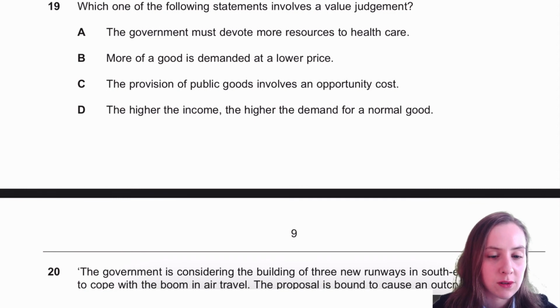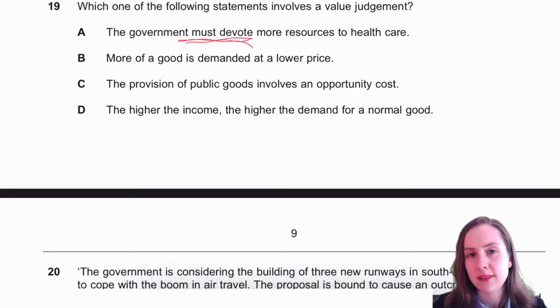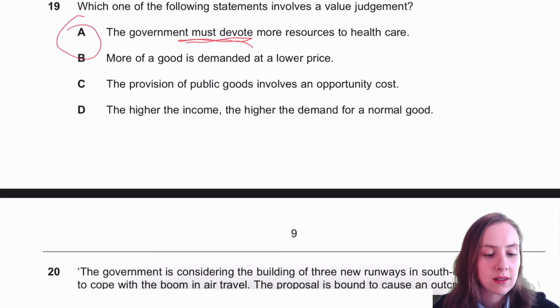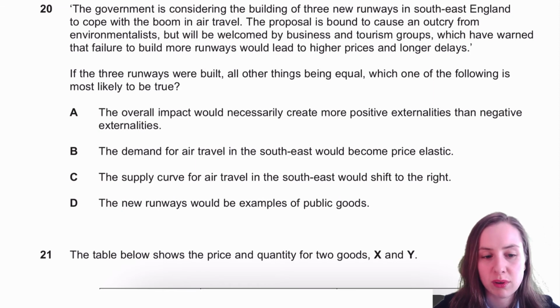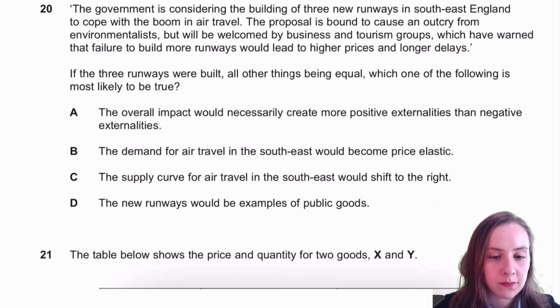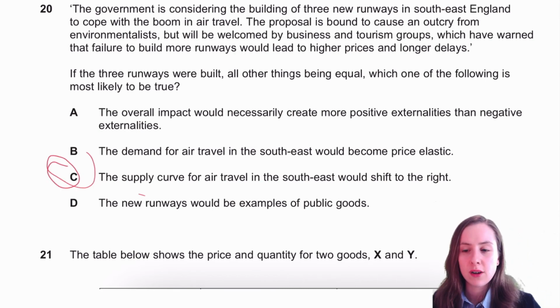Value judgment, looking for an opinion. Something that cannot be tested, must vote. That is somebody's opinion based on their values and their beliefs about what must be done. Three new runways. So they're increasing supply of runways. And the supply curve would, yeah, that's what they're building. New runways are increasing the supply of runways.